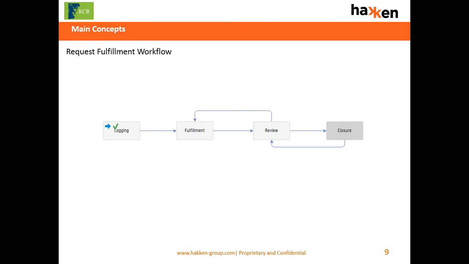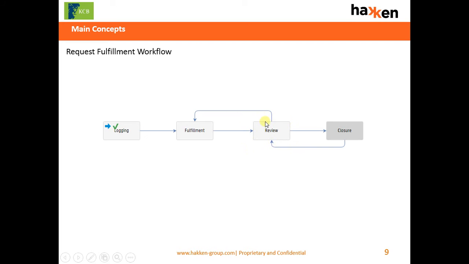After being assigned to a particular member, the flow will move to the fulfillment phase, and this phase represents the moment the operator starts working on the fulfillment of the request, in this case implementing or ordering what the end user asked. After the record is fulfilled, the flow will move to the review phase.